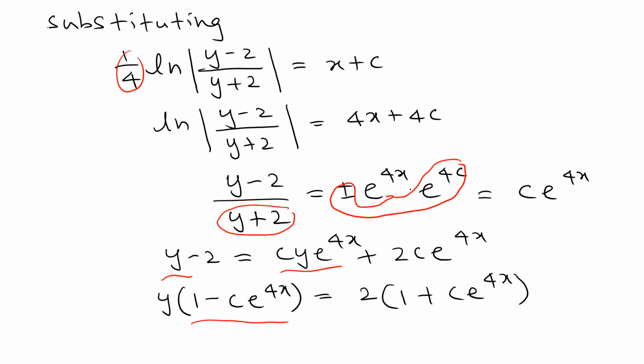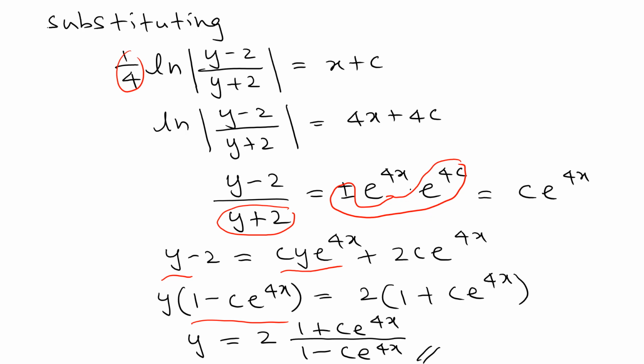So y equal, and then you can see 2 is a factor, and you can write this one as 1 plus c e to the 4x divided by 1 minus c e to the 4x. So that is the general solution. So this is how you get the general solution after a lot of algebra.